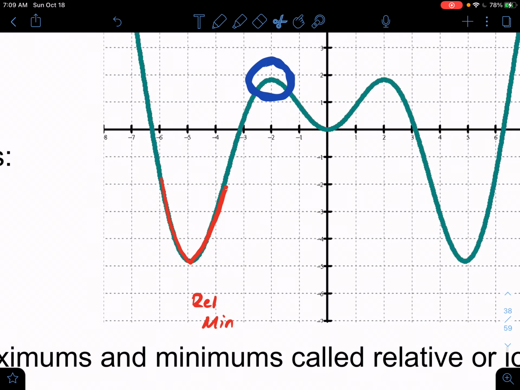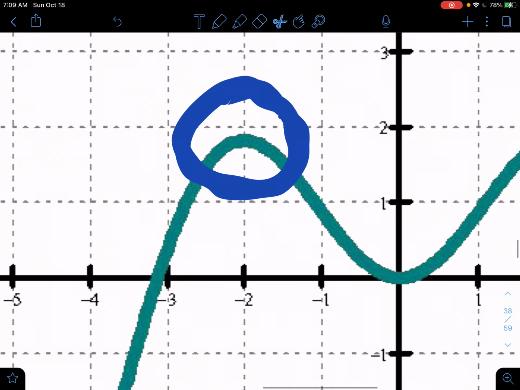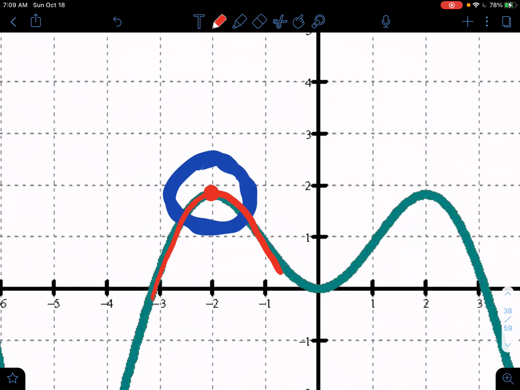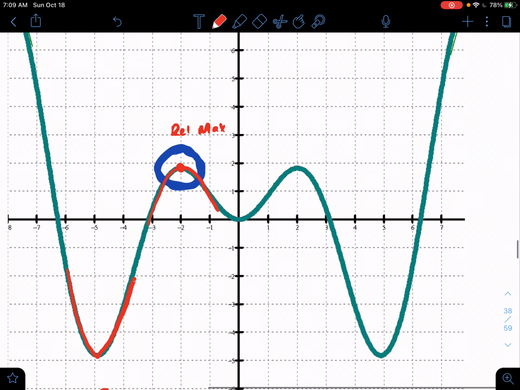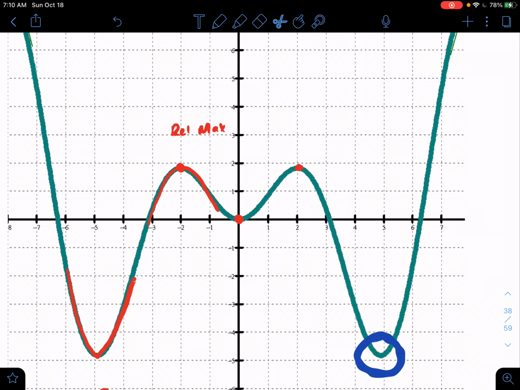Now, if I just move my circle up here, again, as our function continues on, we're going to be increasing, increasing, increasing, and then we flip and go to decreasing. When you get that flip, that means there is a highest point that occurs here, and that point would be considered our relative maximum. Moving along on our graph, we'll see this repeat a couple more times. We'll see another relative minimum right there. We'll see another relative maximum right here. And finally, we will see a last relative minimum over here.